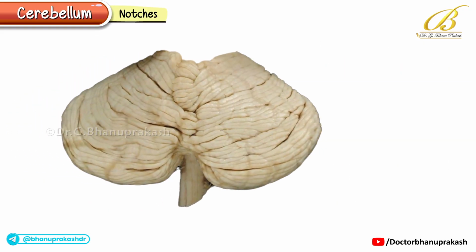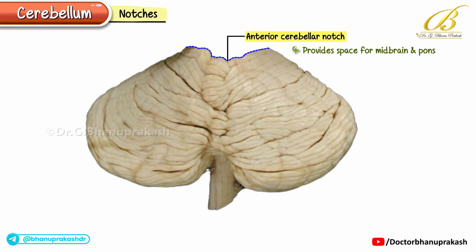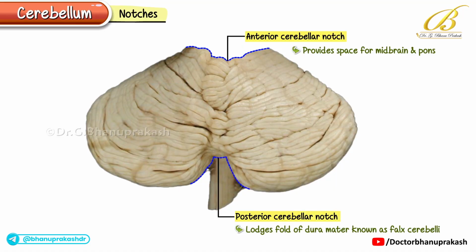Next, we come to the notches of the cerebellum. The anterior cerebellar notch provides space for the midbrain and pons. On the other hand, the posterior cerebellar notch lodges a fold of dura mater known as the falx cerebelli.